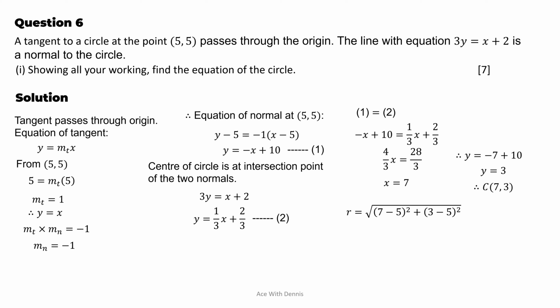And now, I want to find the radius of the circle, which is the square root of (7 − 5)² + (3 − 5)², which we get from the length of the line from point C to the coordinates of the point (5, 5). So I get r = √8. Now I can form the equation of the circle, which is (x − 7)² + (y − 3)² = 8.